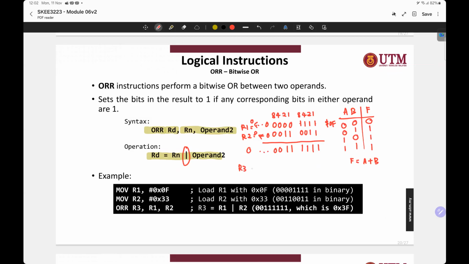Then after that, you change it to hexadecimal. So this will be your R3. Your R3 will get 0, 0, 0, 0, 0, 0, and what number? 3F. Yes.